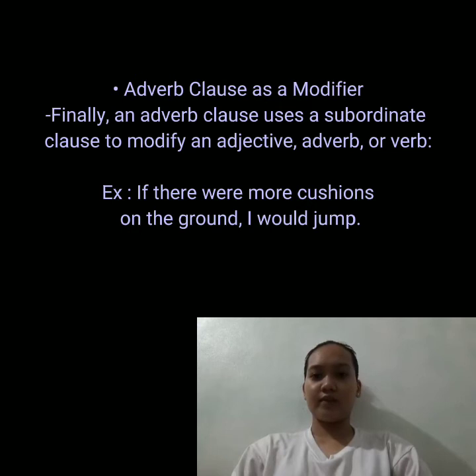Adverb clause as a modifier. An adverb clause uses a subordinate clause to modify an adjective, adverb, or verb. Example, if there were more cushions on the ground, I would jump.